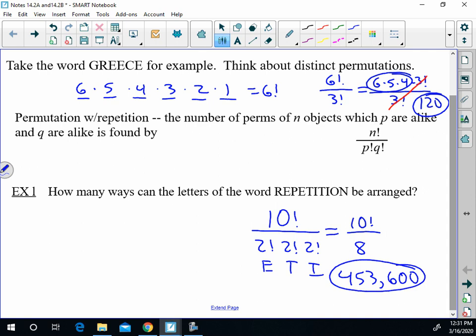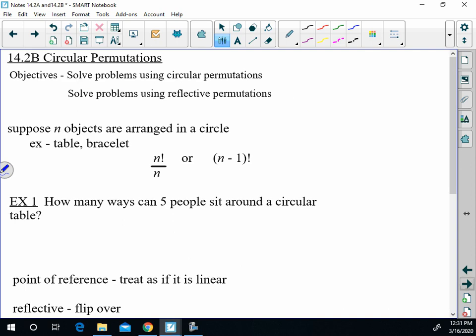All right. Let's flip that over to the back side. Now, what if we start to put things in a circular format? Some ideas behind that will be tables and people sitting around tables, bracelets with charms on them, necklaces, all of those types of things are what we're talking about here. So we're going to solve circular permutations, some of which can be flipped over, some of which cannot, and that's what the term right here, reflective, is talking about. This is flipped over.